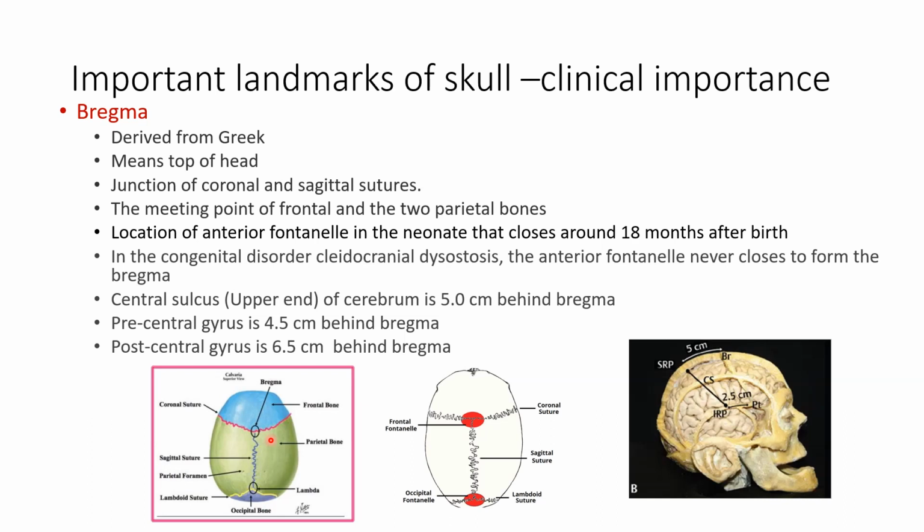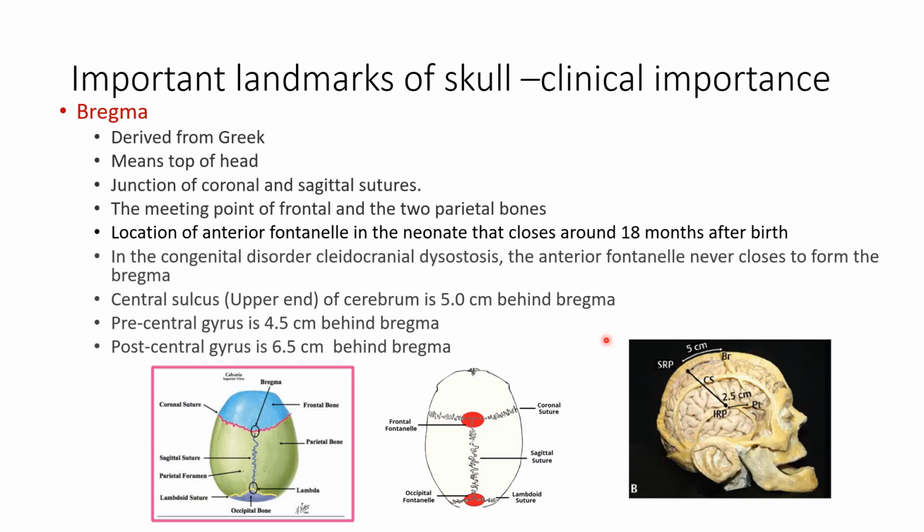In the congenital disorder known as cleidocranial dysostosis, the anterior fontanelle will not close to form the Bregma. Then the central sulcus of the cerebrum is 5 centimeters behind the Bregma. The upper point is 5 centimeters behind Bregma. The lower point is 2.5 centimeters behind the pterion. Then the precentral gyrus is 4.5 centimeters behind the Bregma, whereas the postcentral gyrus is 6.5 centimeters behind the Bregma.